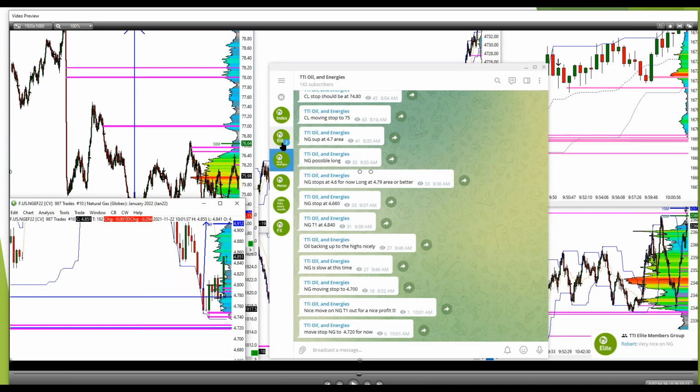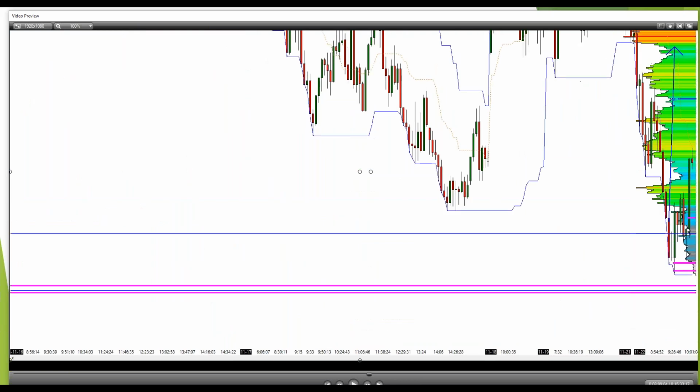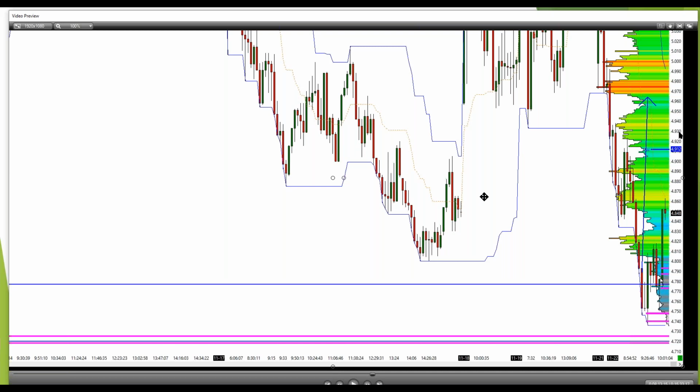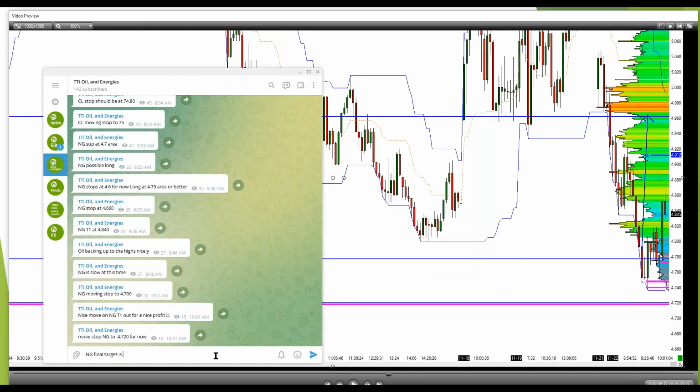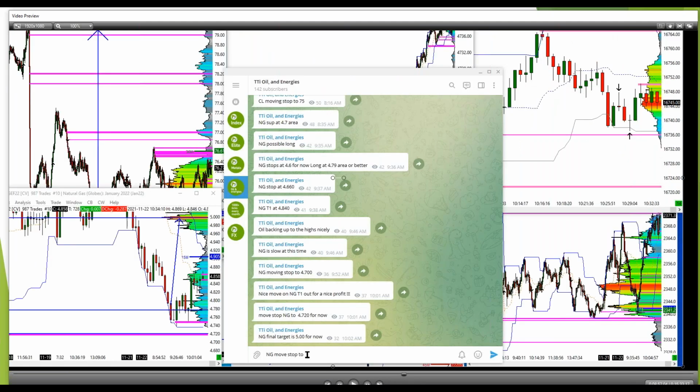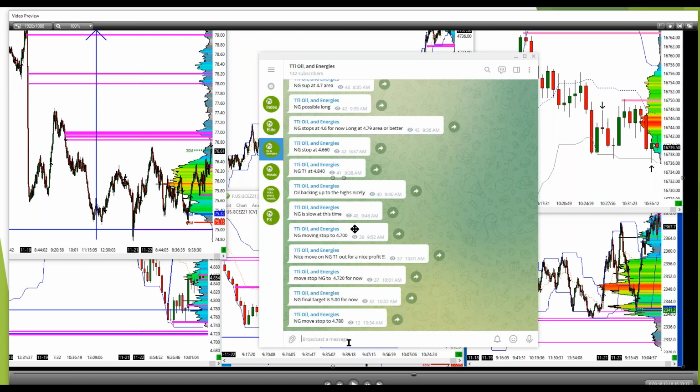Okay, just quick examples. This is the call that I made on nat gas from $4.78 all the way to $5. That was a massive move on nat gas. And finally targeting $5, and it gets hit. And then I tell them to move stops.